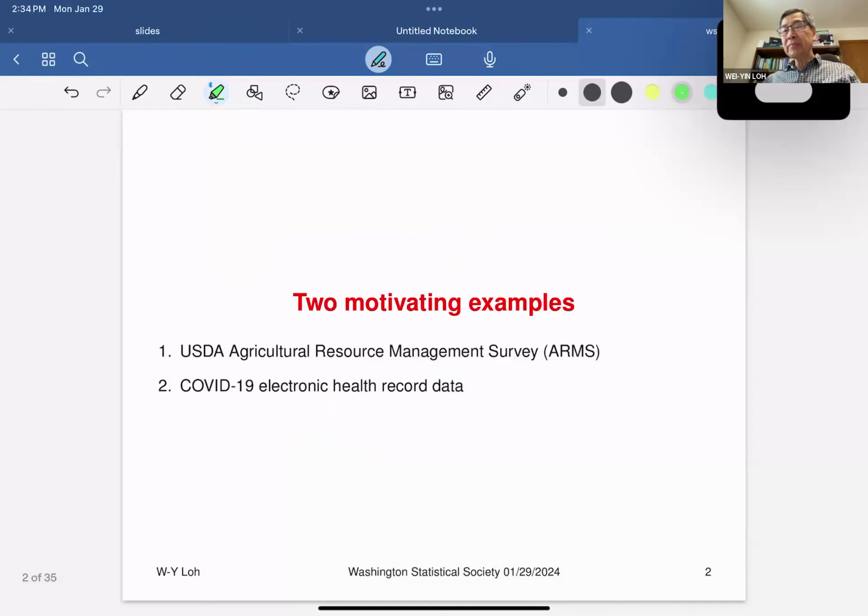In the abstract of the talk, I said I was going to go over 3 examples, but when I made up the slides, I realized I would never have time to do all 3. So I'll mostly spend my time on the USDA example. And at the end, I want to show you a rather surprising example involving COVID-19.